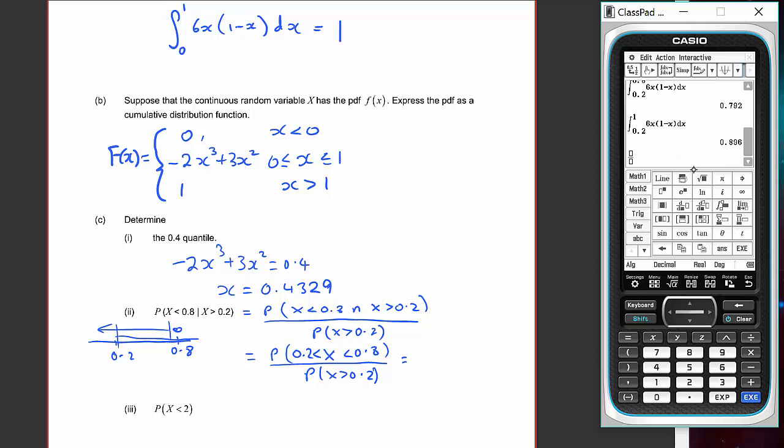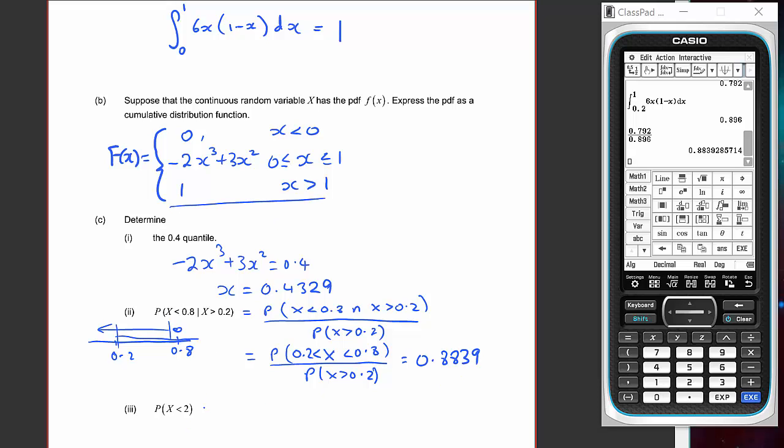And then we know it's just going to be that one divided by that one, and that's 0.8839. Last part's dead easy. Less than 2, we can just read from there, that's got to be 1.